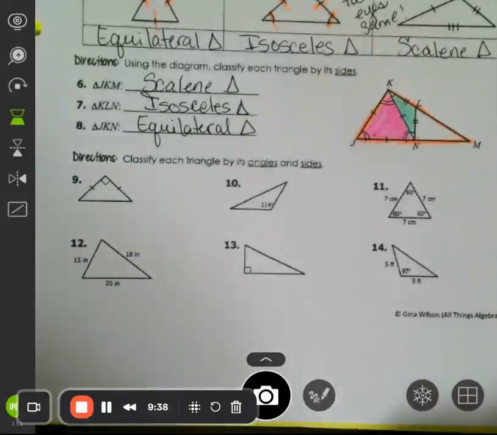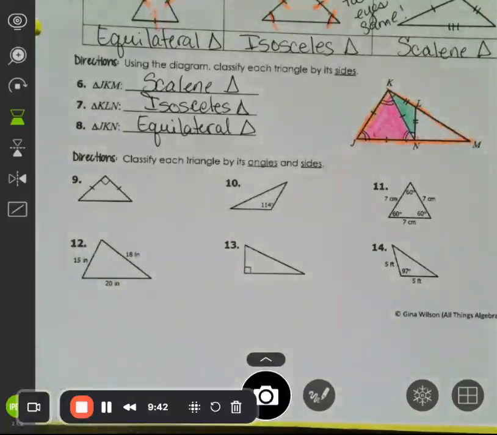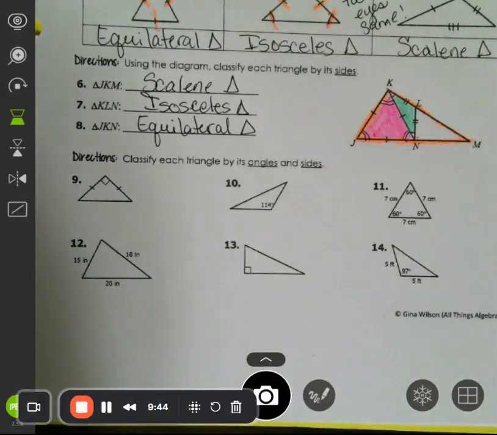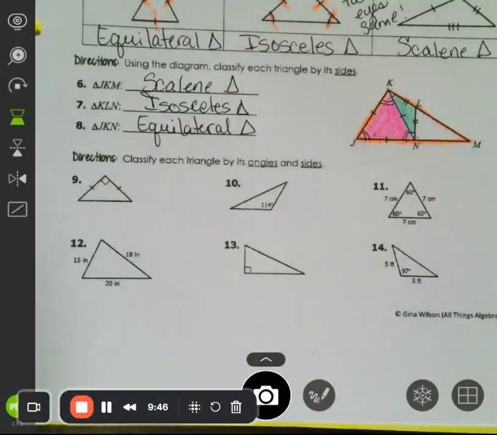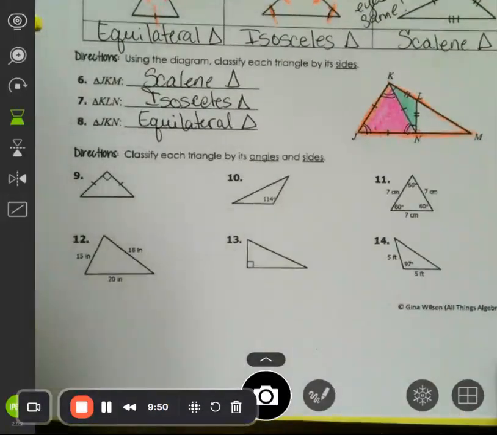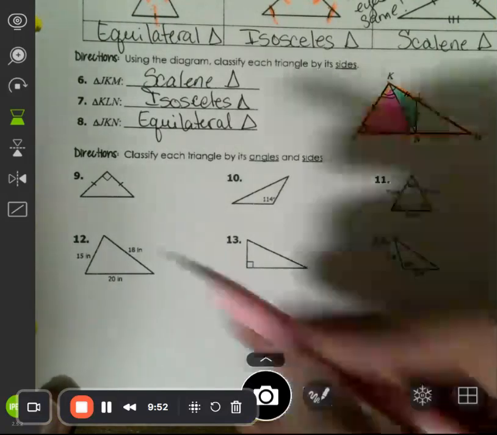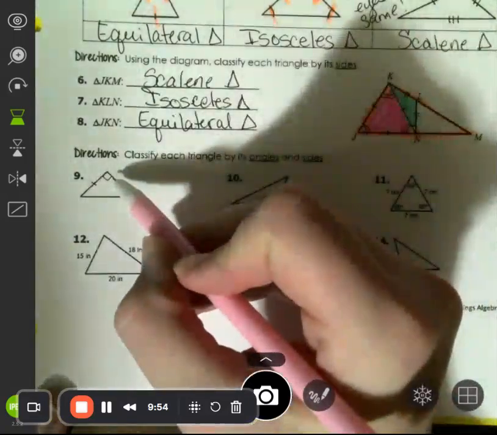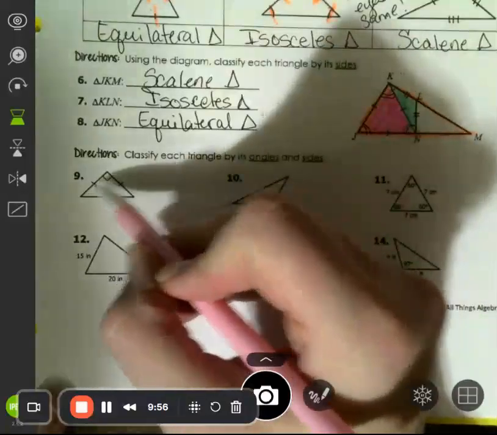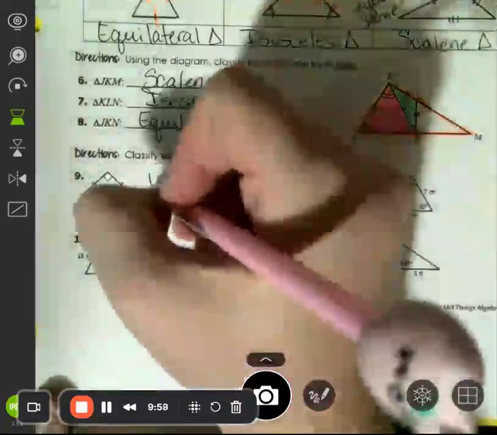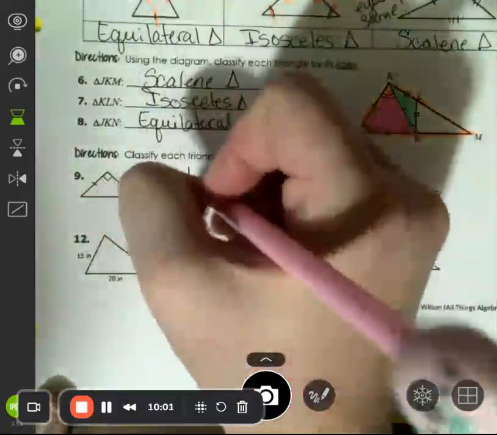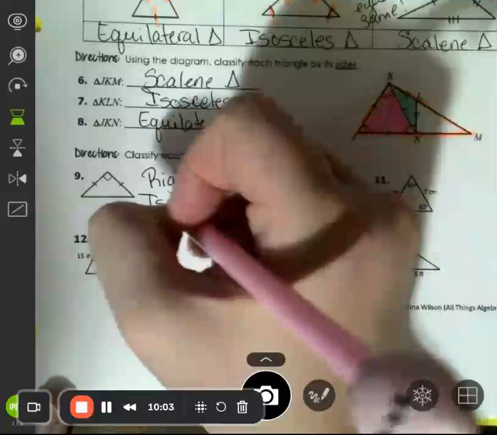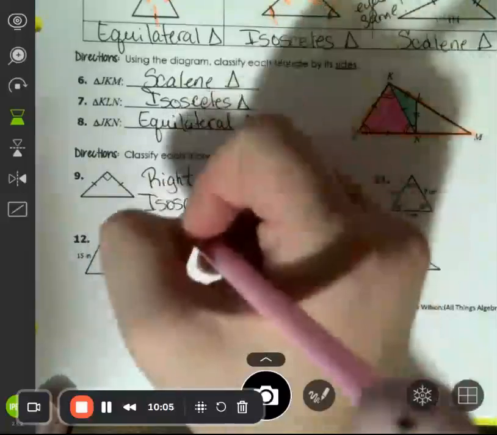Okay. So it says classify each triangle by its angles and its sides. So we're going to practice. Pause the video, try it yourself, and then come back and see how you did. Okay, so looking at this triangle here, we have one right angle and two sides that are the same, making this a right isosceles triangle.